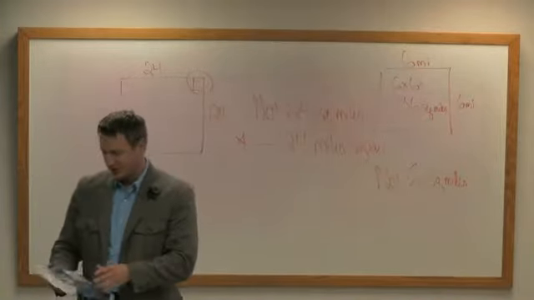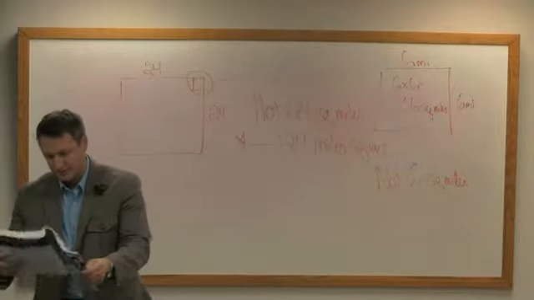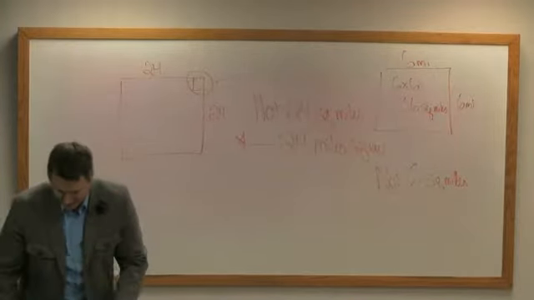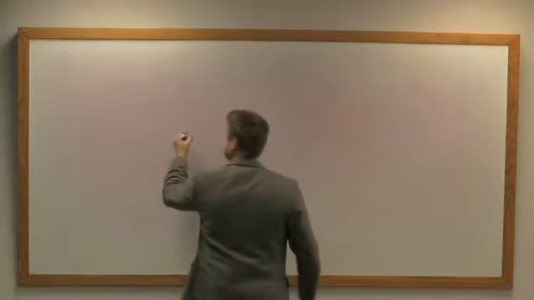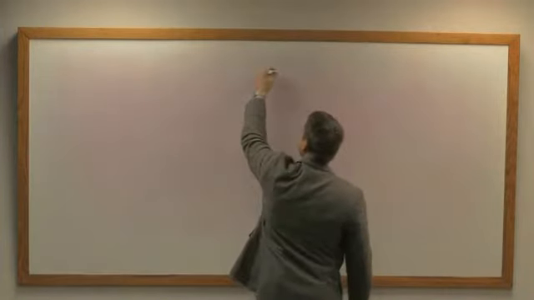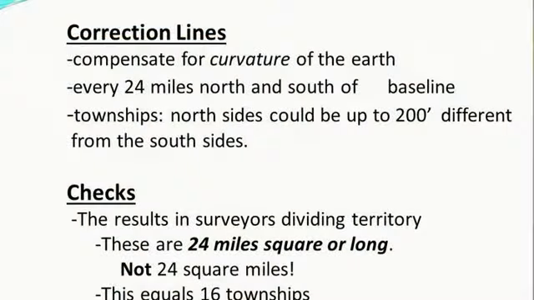Okay, before we go any further, let me put up on the board our township and our range lines. You'll see on the slide that township lines run parallel to our baselines, and our range lines run parallel to the meridians.